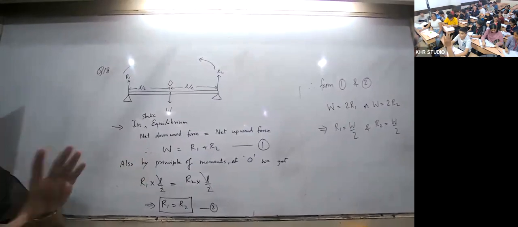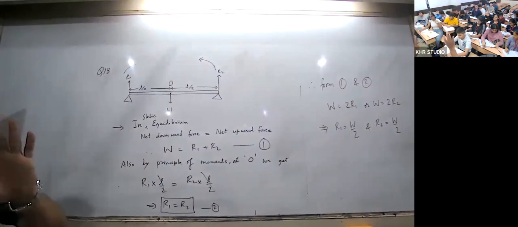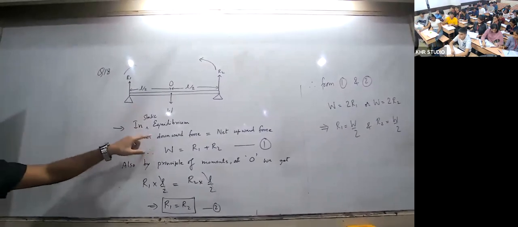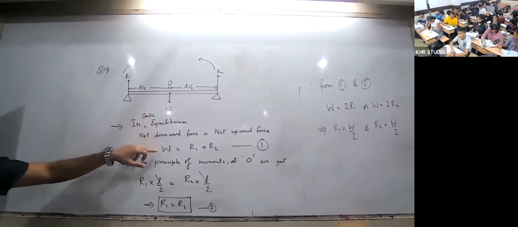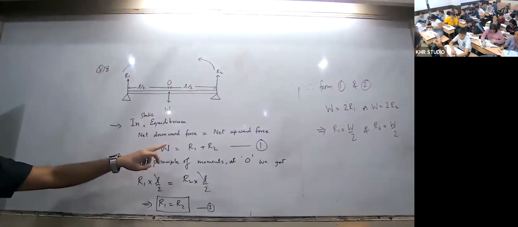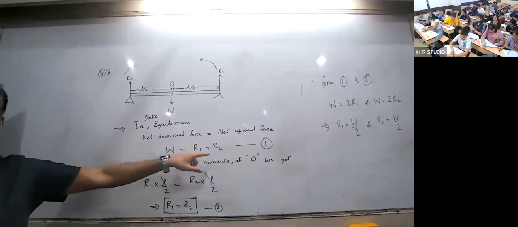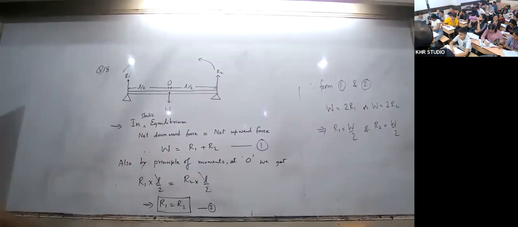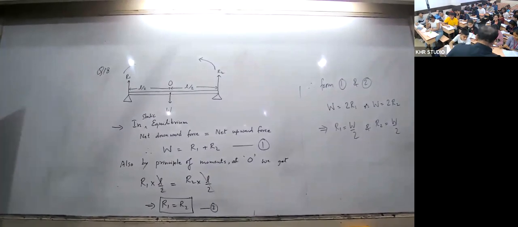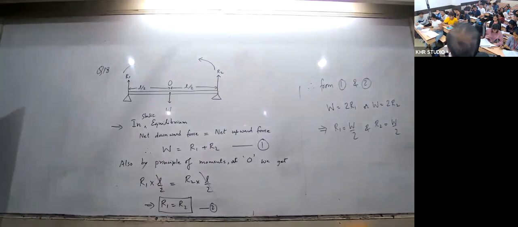So all the numericals were of static equilibrium only. But only for this question, you had to use this formula as well because there are two variables, R1 and R2. That is why you have to use this. All right, so we have 10 minutes, and we'll start with the next unit.